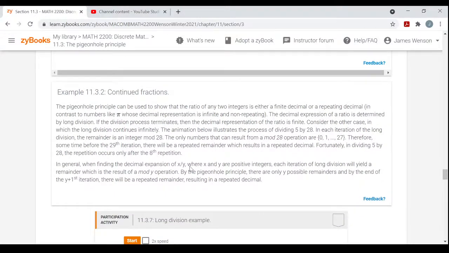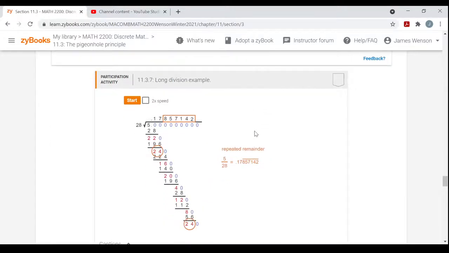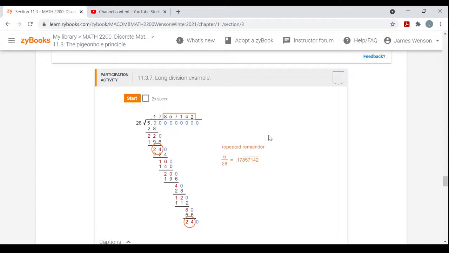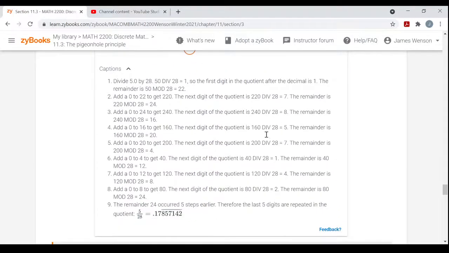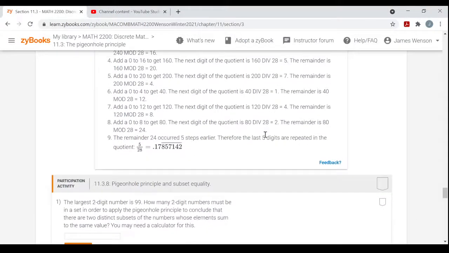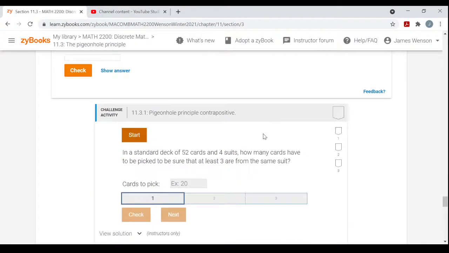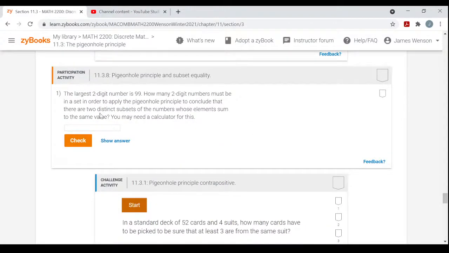I'll let you read this one. If you don't know what continued fractions are, I wouldn't worry about it. You can even skip this. You've seen enough examples by now of the pigeonhole principle, and I'll let you play this animation as well. This video's over half an hour long now. Alright, so let's just get to this last activity and the challenge activity here.